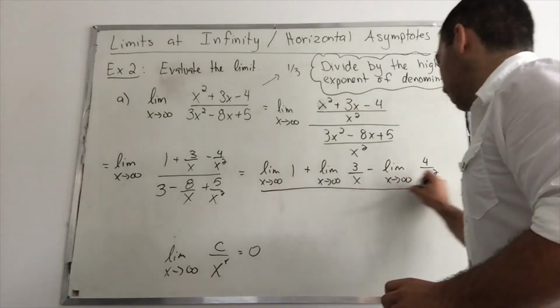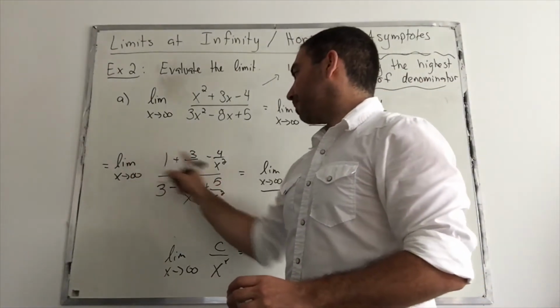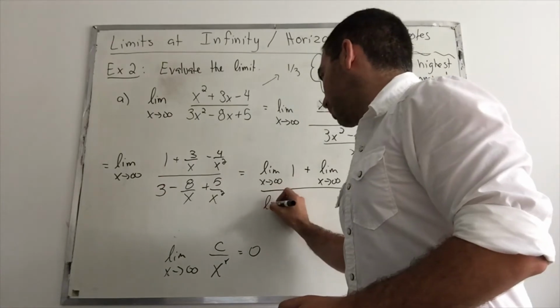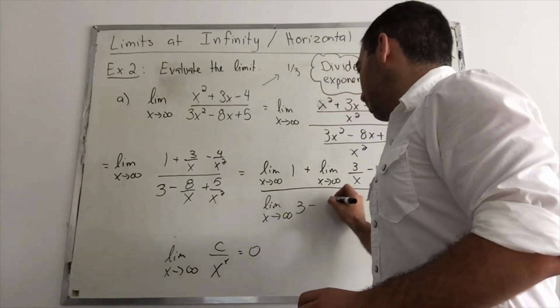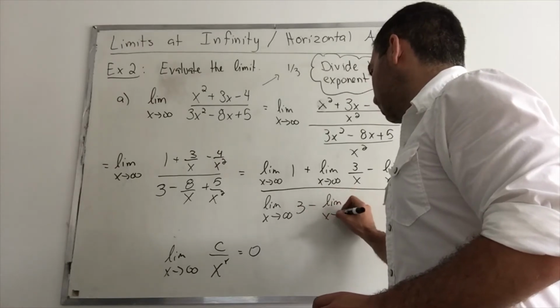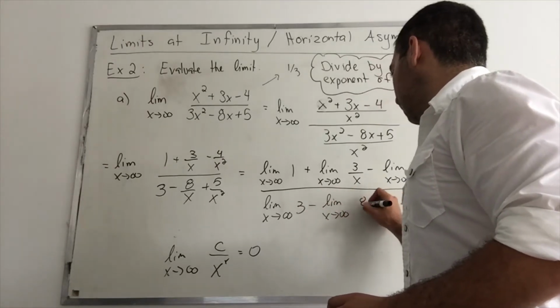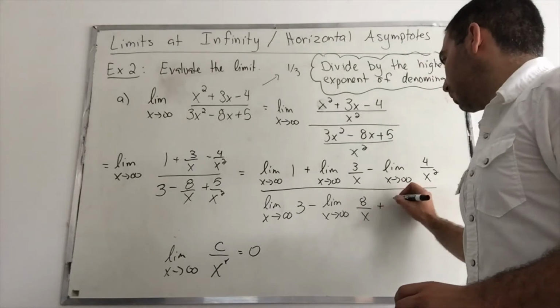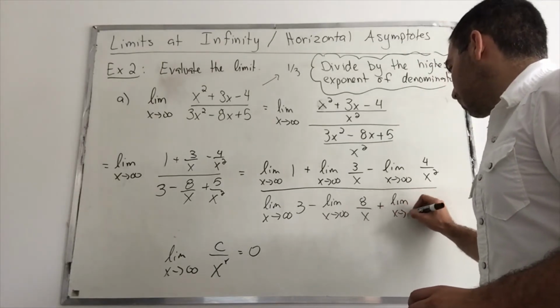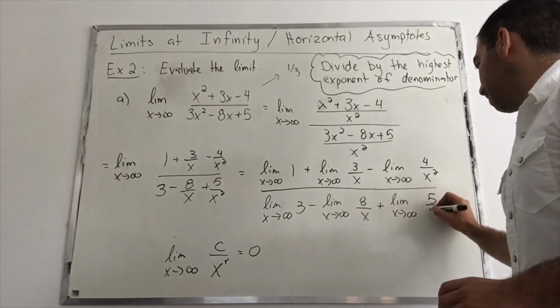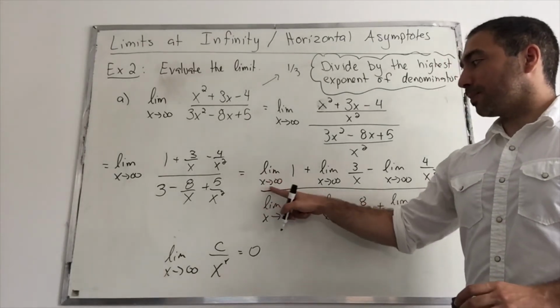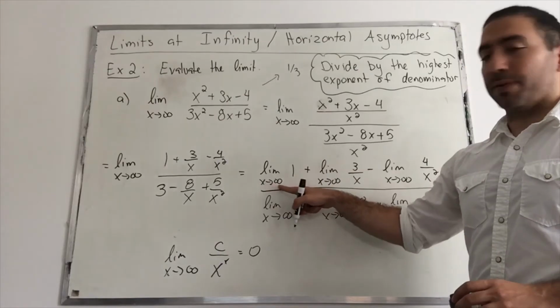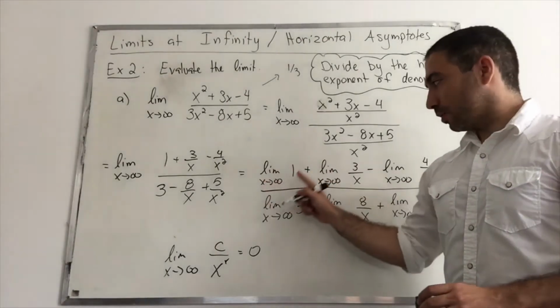All this over, so I'm taking the limit of each term. The limit as x approaches infinity of 3 minus the limit as x approaches infinity of 8 over x, and then finally the limit as x approaches infinity of 5 over x squared. Okay, and now we use this property. The limit as x approaches infinity of 1, well, x is going to infinity, but there's no x here. So the answer here is just 1.